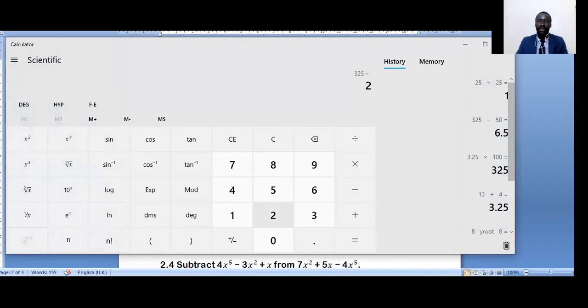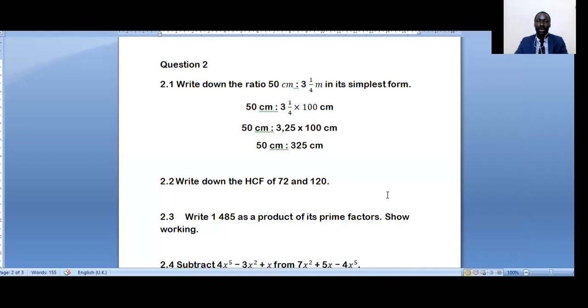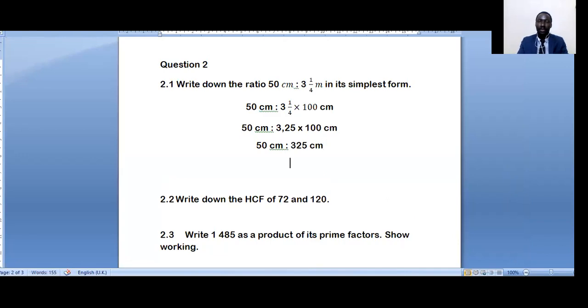325 divided by 25, yes. So yes, it's 13. So that is working. So what's that supposed to give us? That's supposed to mean, because when we divide 50 by 25, we get 2. Then now, when we divide 325 by 25, we get 13.